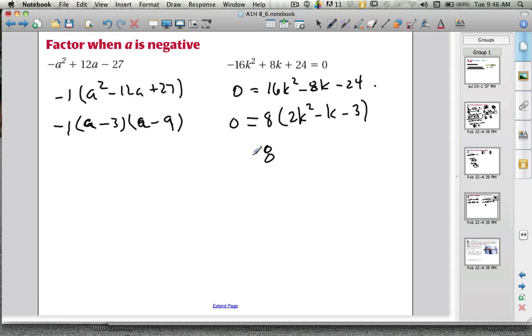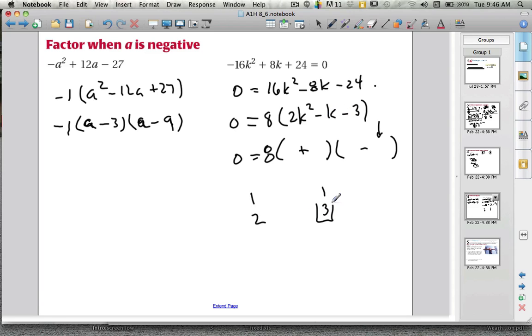And now when I want to factor this, I know that my signs are going to be different. One's going to be a plus and one's going to be a minus. And I know that the bigger product has to come out negative. And I've got the factors of 2, which are 1 and 2, and the factors of 3, which are 1 and 3. And we have to have a difference of 1.